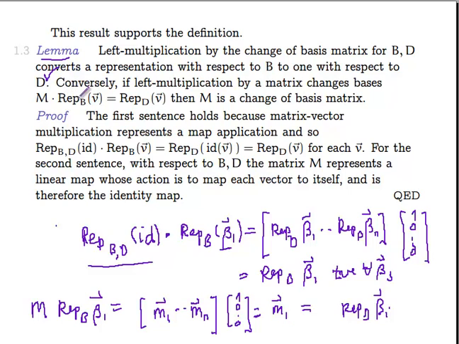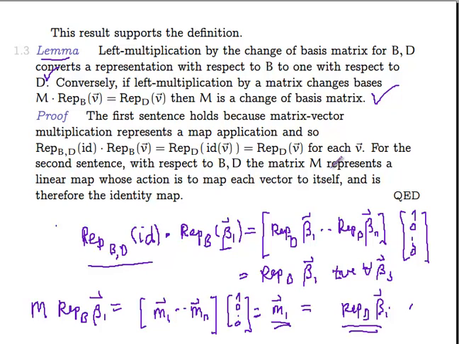And here it told me that M times the representation with respect to B of beta 1 should be the representation with respect to D of beta 1. So this information tells me that M times this representation will give me this, which will be equal to the first column of M. And similarly for all the columns of M. Instead of for beta 1, you do it for beta 2, beta 3, up to beta n. And that will tell you that every single column of M is equal to the representation with respect to D of the corresponding basis vector. Okay, so that gives me the second part of the lemma, and that establishes my result.